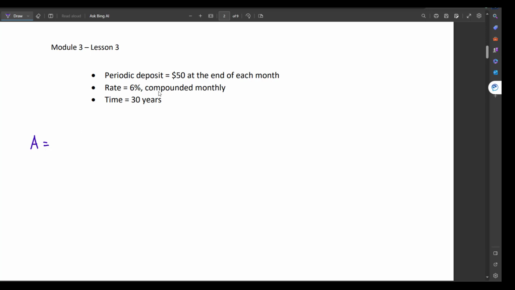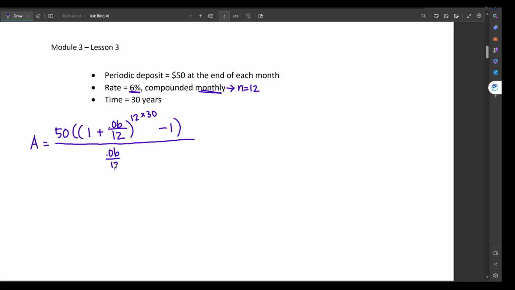So our future value equals P, which is our payment of $50, double parentheses, 1 plus the interest rate, which is 6%, so 0.06, compounded monthly. There are 12 months in a year, so N equals 12. Close one of our parentheses. Our exponent is N times T, so 12 times 30. And then all of this minus 1, divided by R over N, so 0.06 divided by 12.